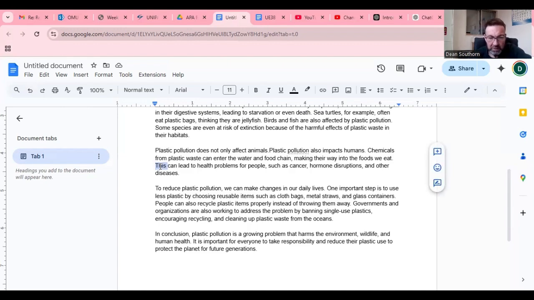So plastic entering the foods we eat can lead to health problems. Can you see the difference? It doesn't sound good now. It sounds very repetitive. Plastic pollution does not only affect animals. Plastic pollution also affects humans. Chemicals from plastic waste can enter the water and food chain, making their way into the foods we eat. Plastic entering the foods we eat can lead to, it's not cohesive, it's repetitive, it's not nice.